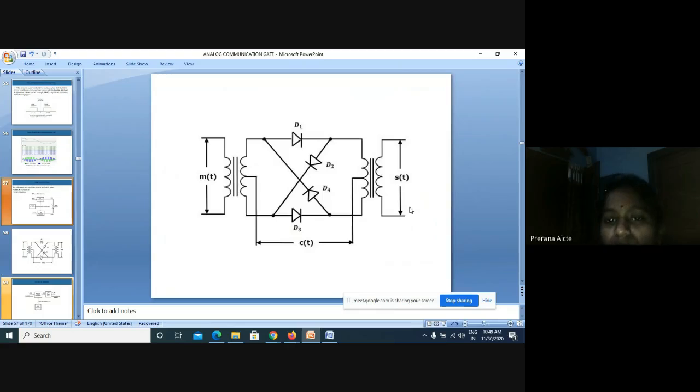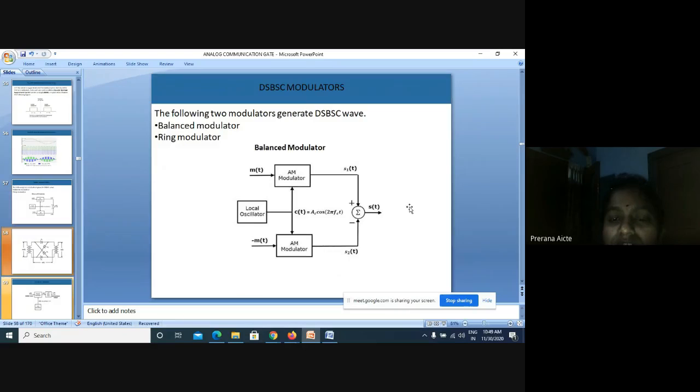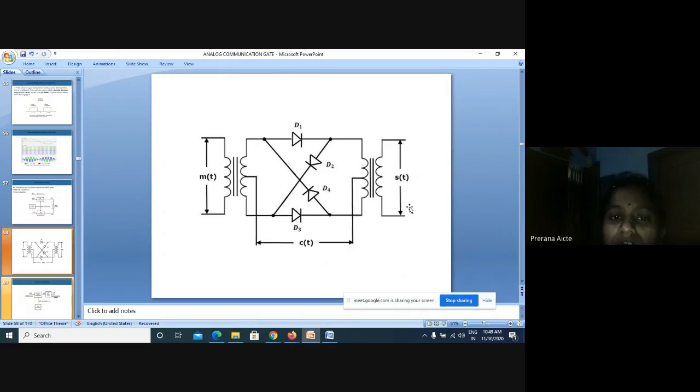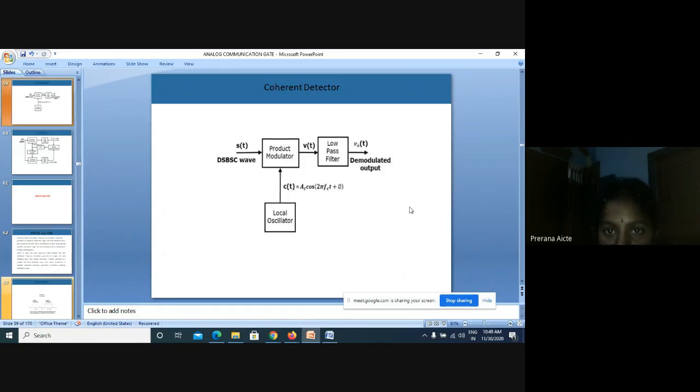The next modulation technique is the ring modulator. In this ring modulator, we are going to make use of 4 diodes. At a time, 2 diodes will be in on state and 2 will be in off state. So this is one of the methods which we use for generating DSBSC.